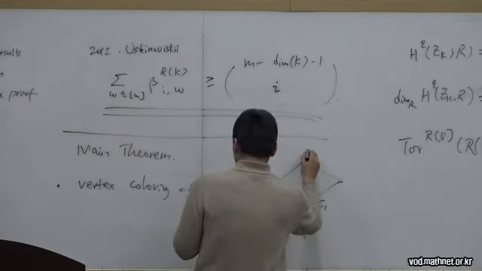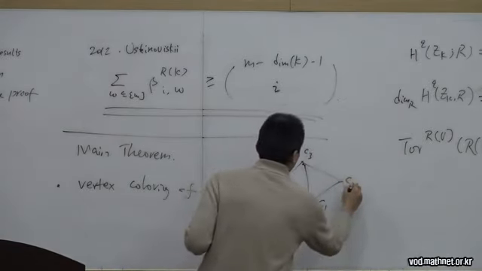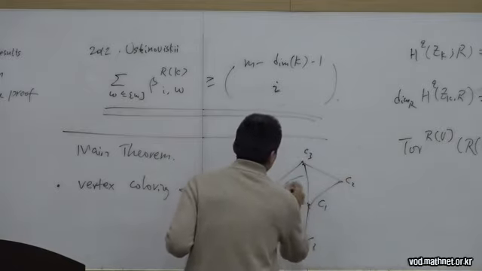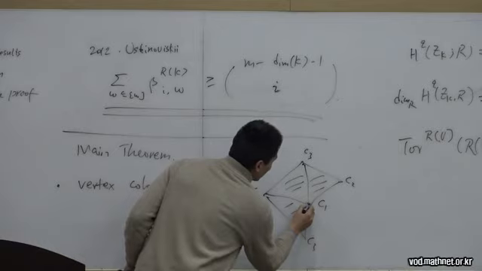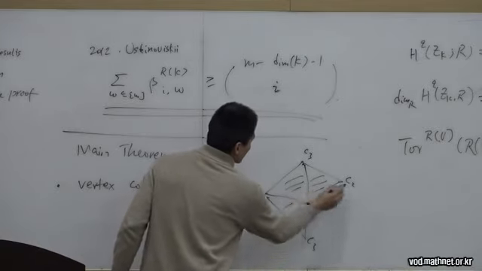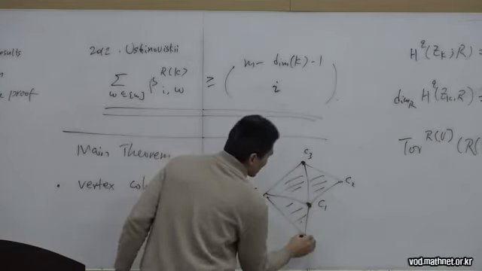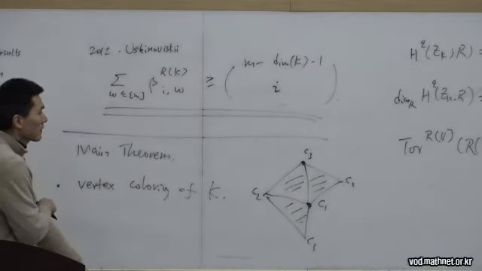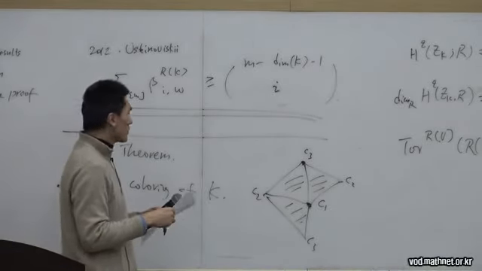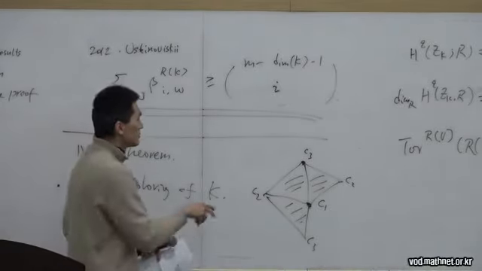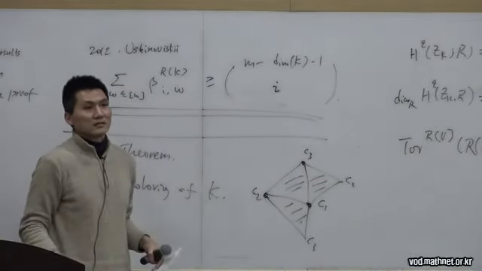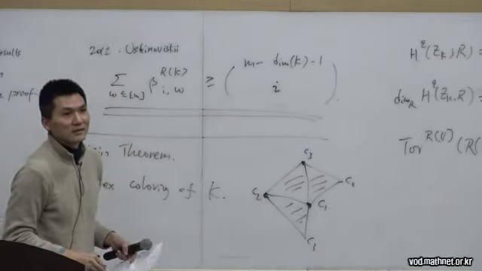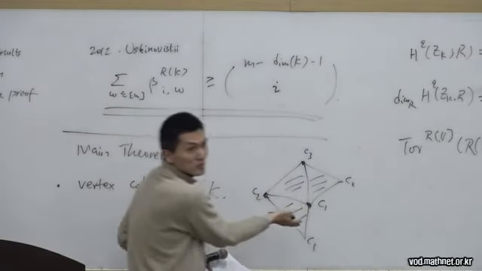Suppose, for example, we have a simplicial complex, and suppose I color this one by C1, and this by C2, and this by C3. Okay. So this is a vertex coloring. Of course, we always have a trivial coloring: I color each vertex by a different color. So that's a trivial coloring, right? But this is a special one.